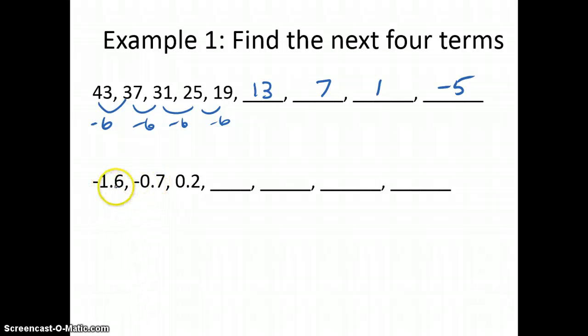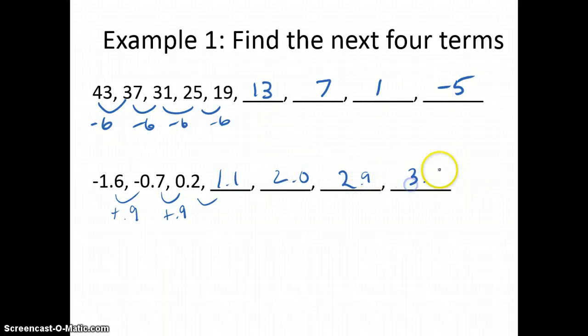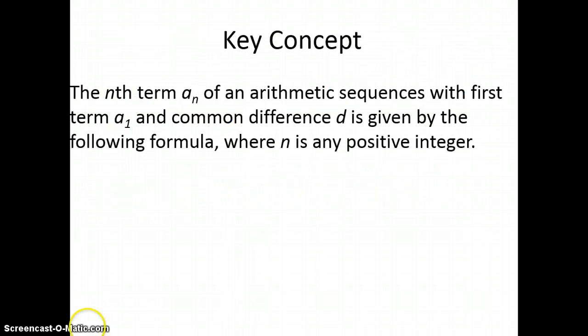We can start with a negative, and then from each term we add in order to get to a smaller negative number, and we add 0.9, and then we add 0.9 again. So if we add 0.9 to 0.2, we get 1.1. We add 0.9 again, we get 2.0, 2.9, and 3.8. So our common difference here would be positive 0.9, and our common difference on the top one would be -6 because it's what we're adding each time. So that's kind of the basics of it. That's probably things that you've seen for a couple of years now.